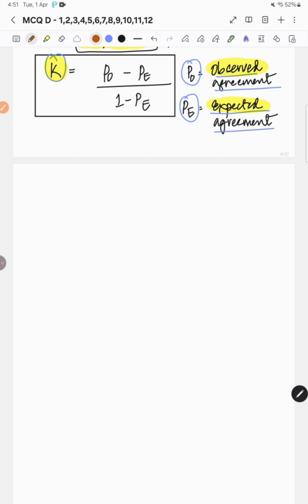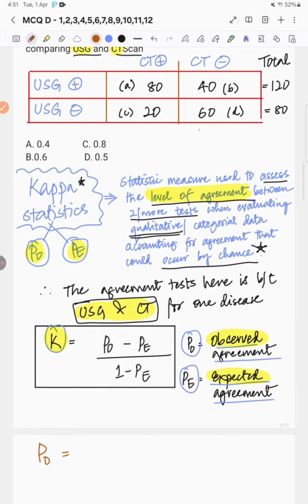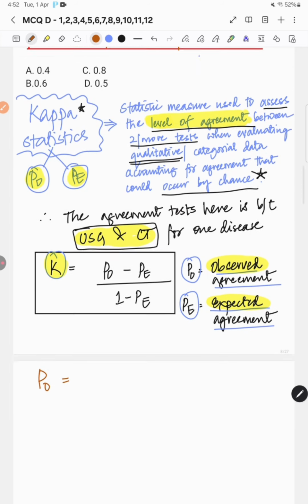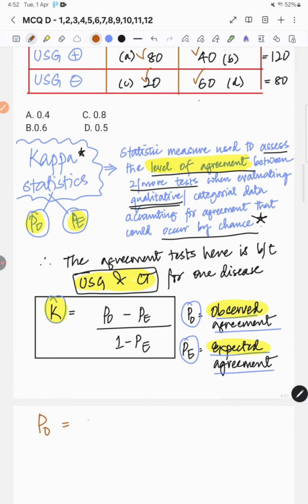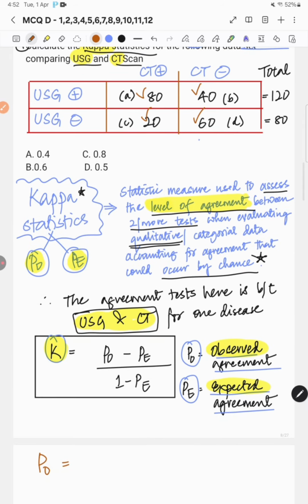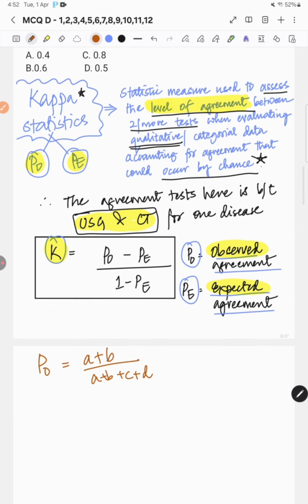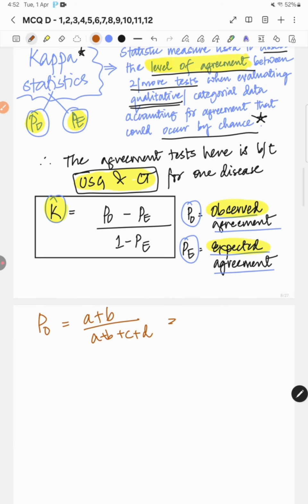Please pay attention. So first we are going to calculate this P observed. Okay, P observed. What is P observed? It is prevalence of observed. So basically in the given table you are going to take A, B, C, D. Okay, so substitute them. The formula for P observed, that is the observed things, A plus B divided by A plus B plus C plus D, right? This is the formula for P observed. We are going to calculate it.